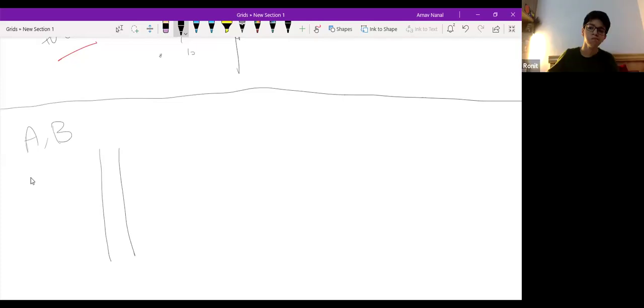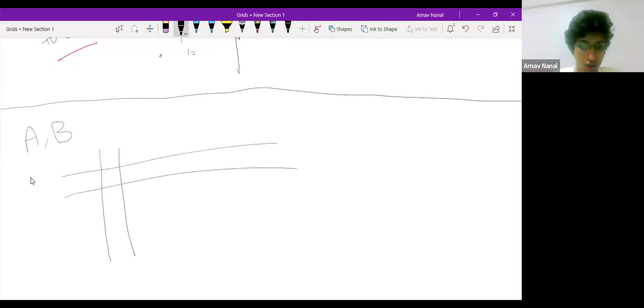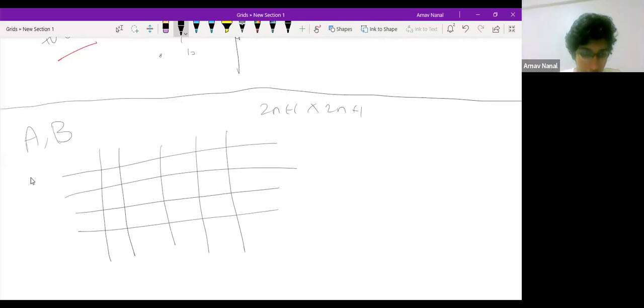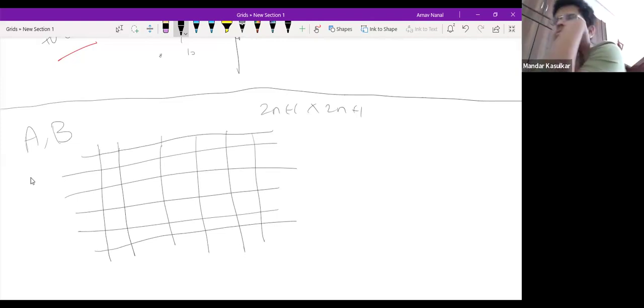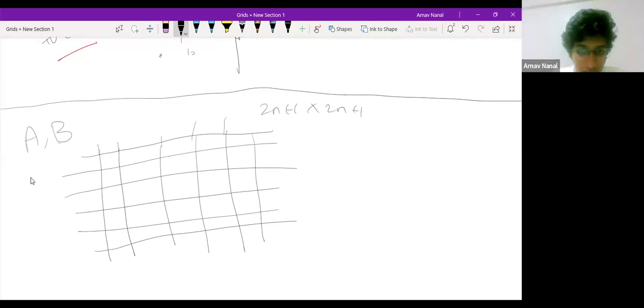So you have a 2n plus 1 cross 2n plus 1 grid. Is this 2n plus 1? No, it is not. No, it is. Is it now? Yes. Nice. Okay, and there is a, I'll not say checker, I'll say a piece. So there is a piece at the center square initially.